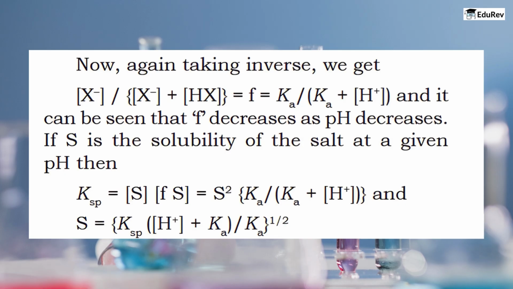Let's say the solubility of the salt is S. Then, Ksp equals S multiplied by Fs, which gives us Ksp equals S squared multiplied by F. Solving for S, we get S equals square root of Ksp multiplied by H plus Ka divided by Ka. So finally, solubility increases when H plus increases. Or in other words, when pH goes down.